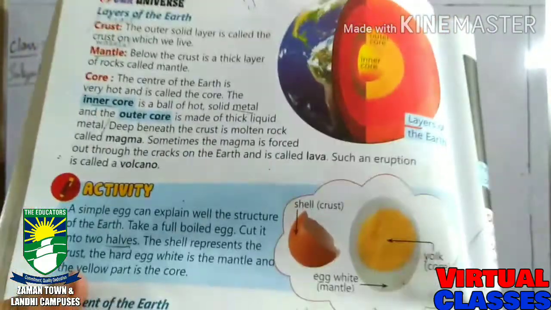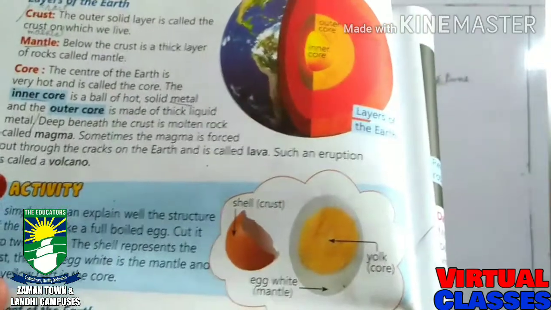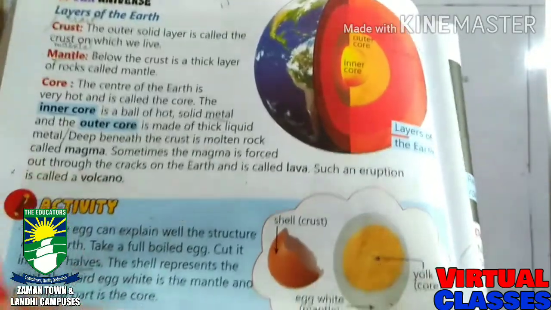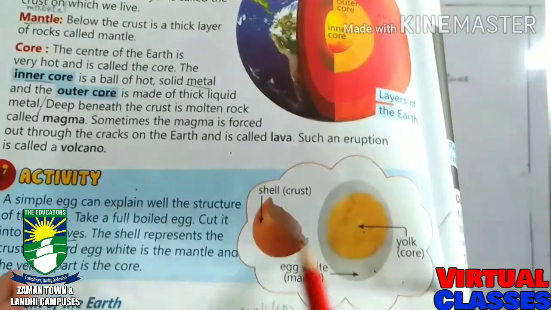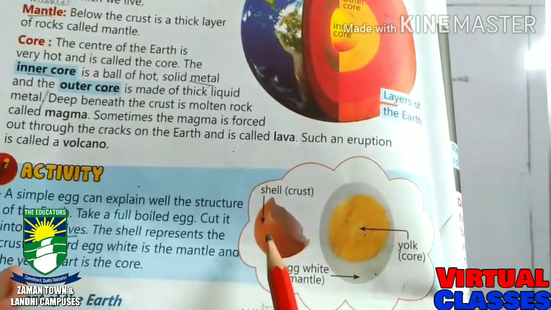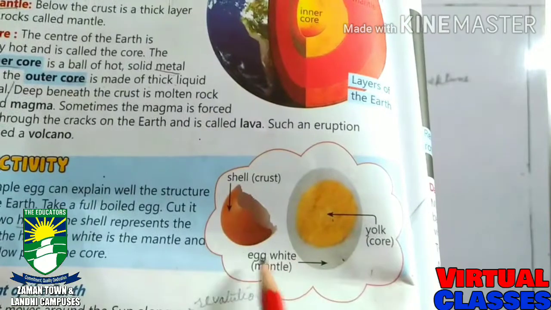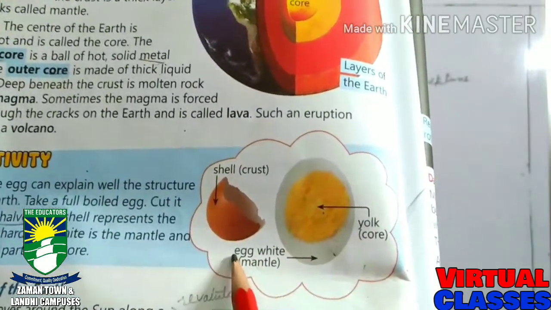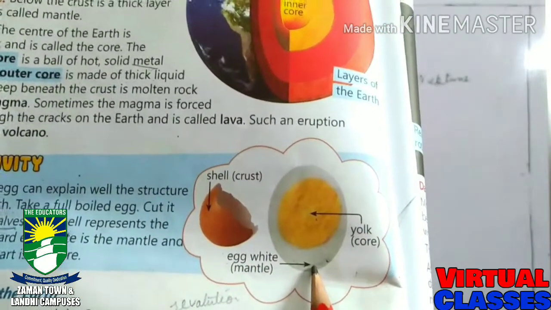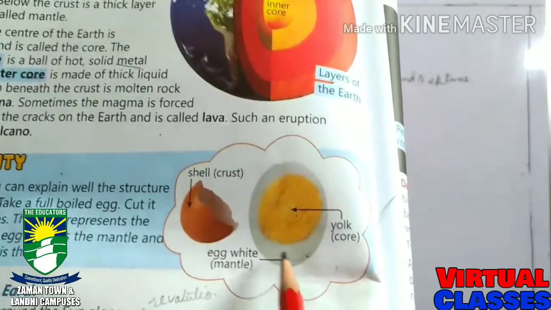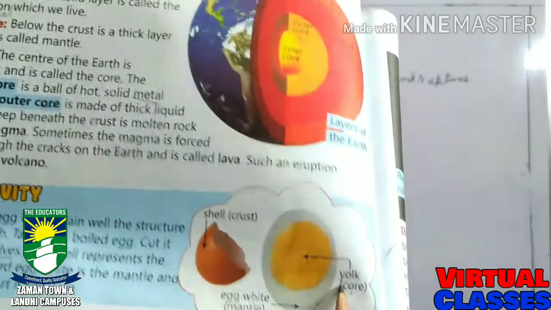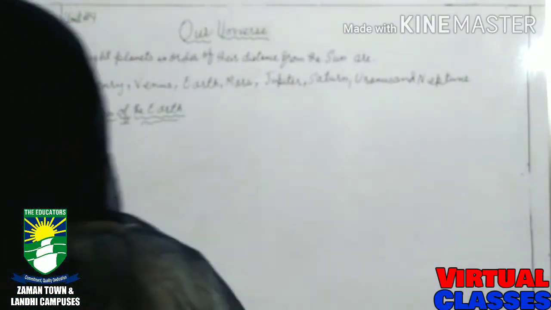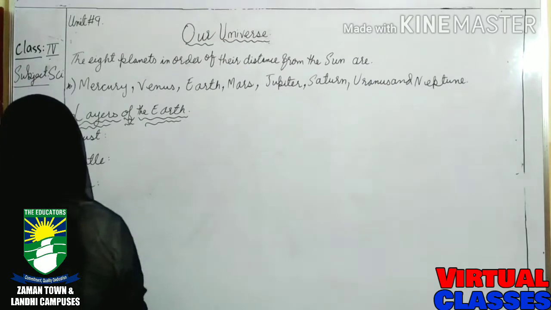Now you can see the activity as well. It will be easier for you to understand about the layers of earth. A simple egg can explain well the structure of the earth. You can see the shell represents the crust, the hard egg white is the mantle, and the yellow part is the core. Are you getting it? Now come on the movement of the earth. After this, movement of the earth.